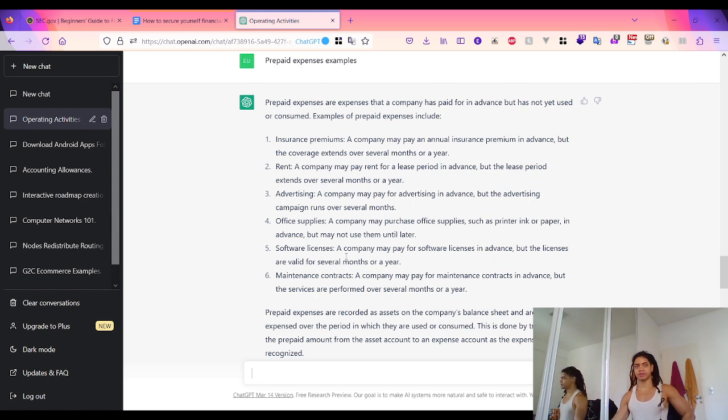So here you have accounts receivable, or in Spanish, cuentas por cobrar, inventory, prepaid expense.